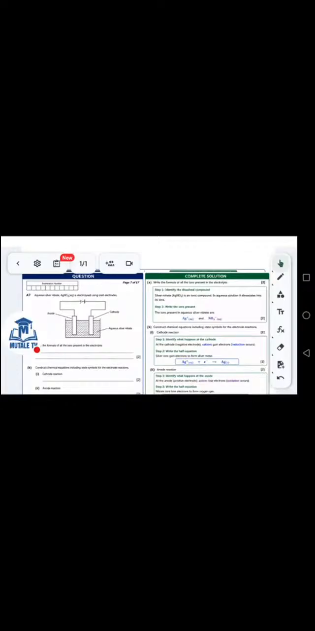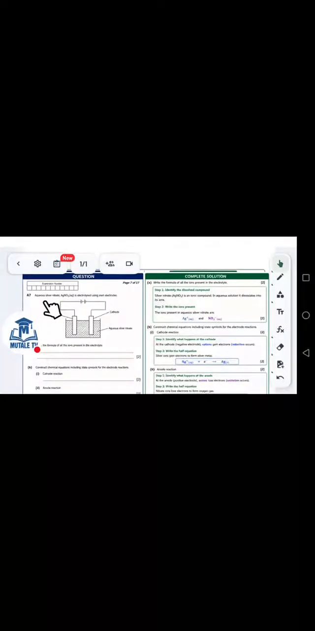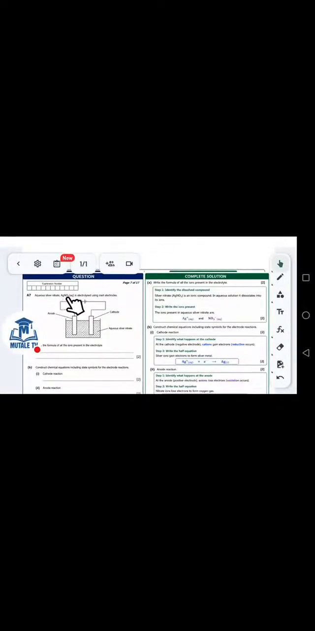Okay, so let's look at question A7 on the 2025 pure chemistry internal. Question A7 reads, aqueous silver nitrate, AgNO3 aqueous, is electrolyzed using inert electrodes. So we have our setup here. We have the anode and our cathode here and our aqueous silver nitrate right here.